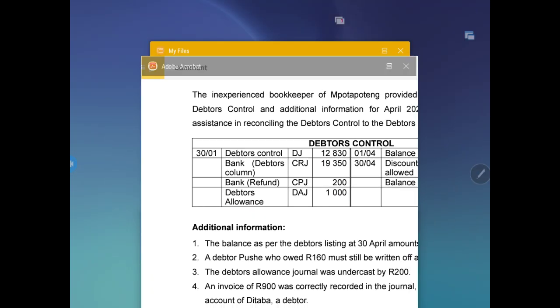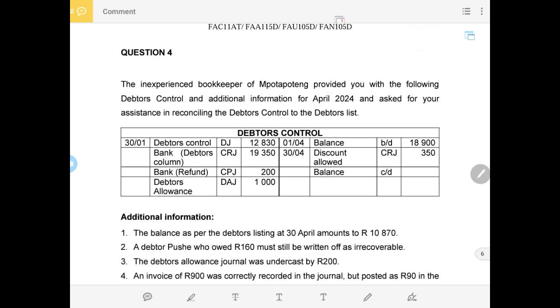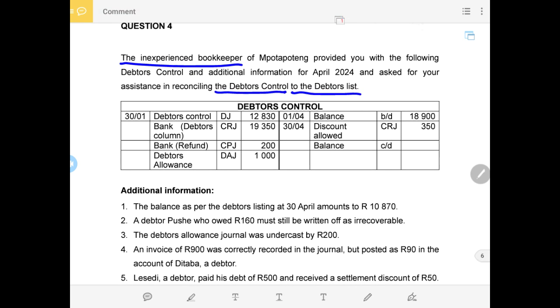Now we come to our debtors reconciliation with the list of debtors balance of this company. We are provided with some important information to read: the inexperienced bookkeeper of Mpotapoteng provided you with the following debtors control and additional information for April, and asked for your assistance in reconciling the debtors control ledger account to the list of debtors. So this is what we are required to do.